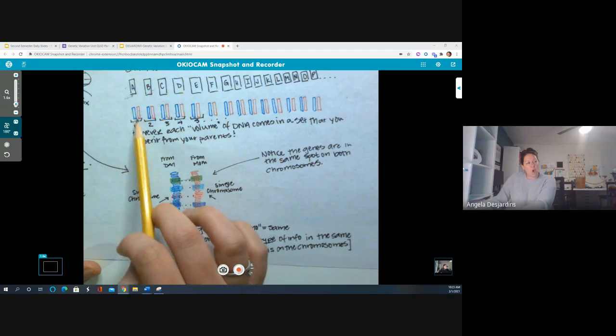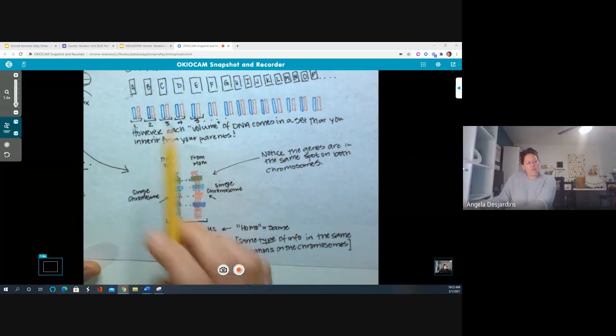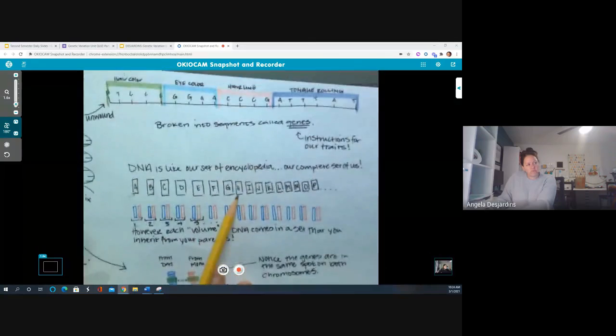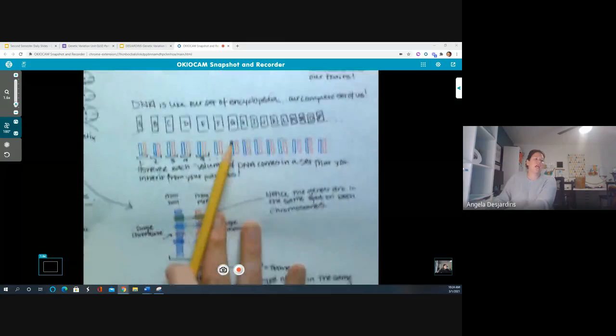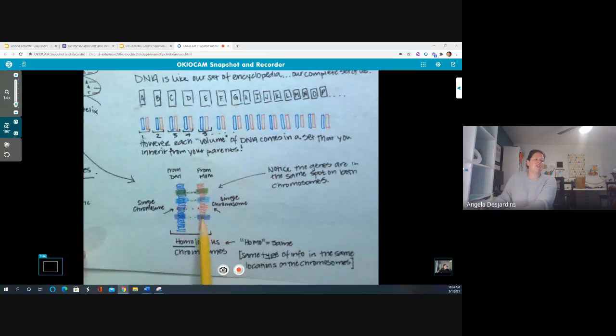So chromosome 1 from mom and chromosome 1 from dad would have the same information for the trait at the same spot for each one of those genes. So they would have a trait, okay? Hair color would be at the same spot. The instructions for eye color would be at the same spot. Hairline would be at the same spot. The instructions for tongue rolling would be at the same spot.